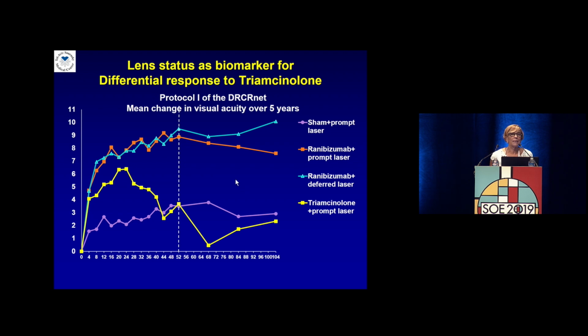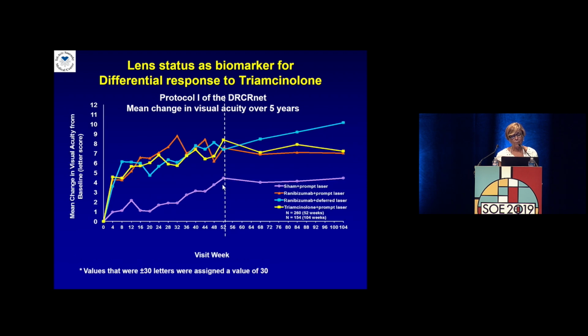Another important biomarker is the lens status. This is again protocol I, and now I'm showing you the 4 arms of the study. These curves are the ones that I showed you before, and this one is of the group that was treated with triamcinolone. So you can see that it started in a nice manner. This is the whole cohort, improving nicely and then decreasing. But this was because patients were mostly pseudophakic. Because when you look at the pseudophakic eyes only, then triamcinolone did almost as good as the anti-VEGF agents.